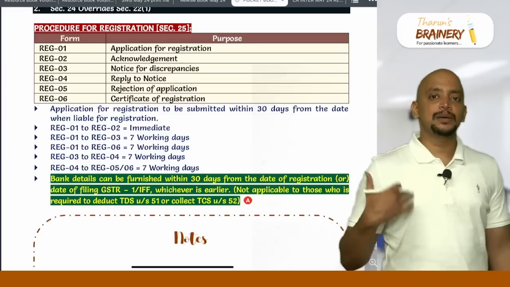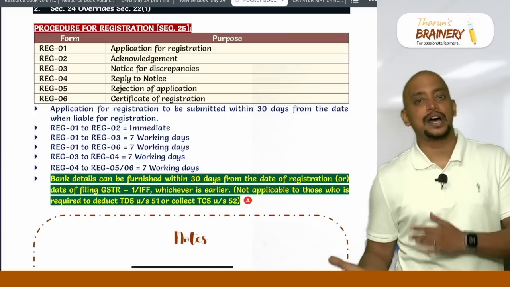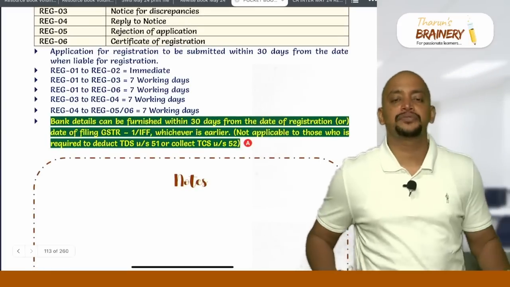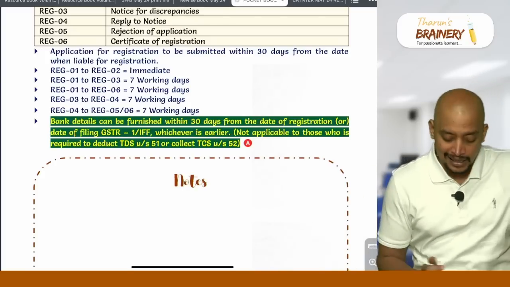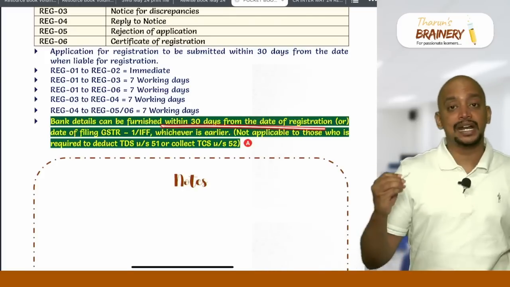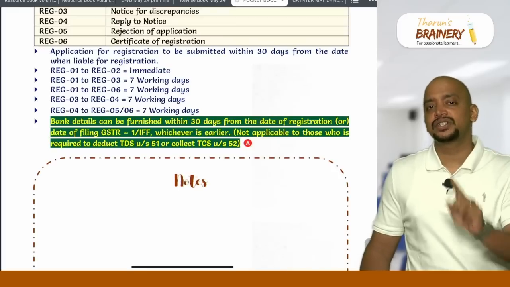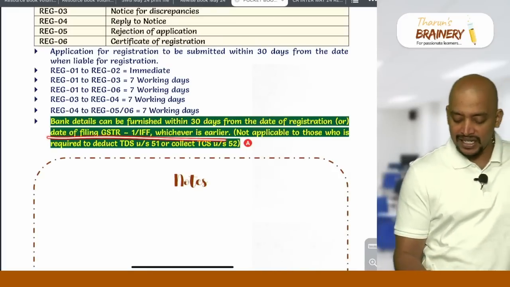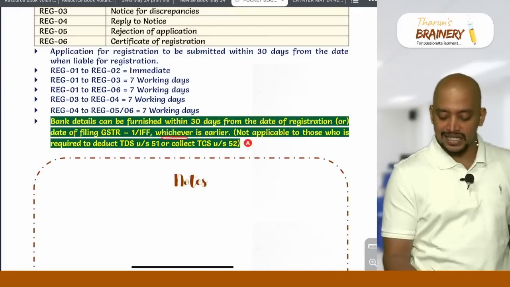Then along with the application for registration we need to give bank details, but we can give the bank details later also, after registration. That point got amended. Previously it was 45 days and now they have changed it to 30 days after registration. So we need to update the bank details within 30 days from the date of registration or the date of filing the first GSTR1 after registration. So not the due date, but the date of filing GSTR1 or invoice furnishing facility in case of QRMP, whichever is earlier.